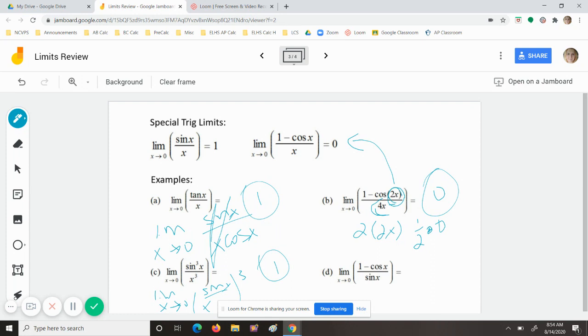Last one. Notice that this looks like part of each of our special trig limits, but it's missing an x. So we could actually multiply by x over x, which is just like multiplying by 1. Then the sine of x over x is 1, and the 1 minus cosine x over x is 0, and then 1 times 0 is 0. Again, those are just limits you have to have memorized in order to be able to use them.